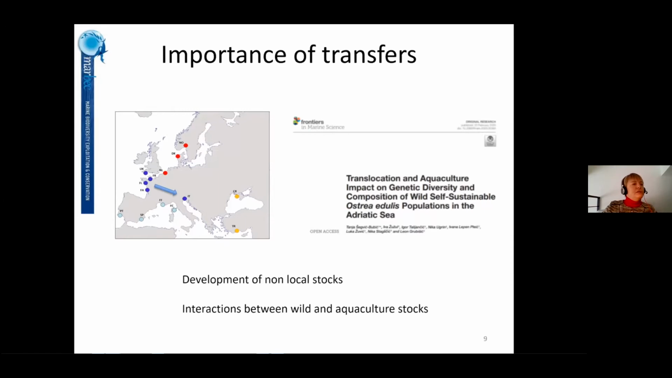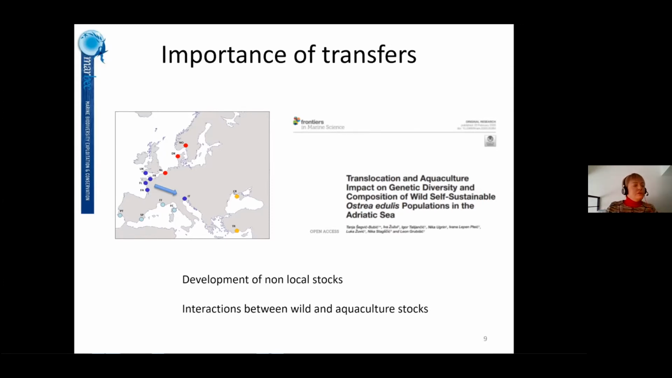It's important to mention in the context of restoration, because we could have in that context the development of non-local stocks and maybe maladapted for different kinds of traits. And we could also observe interaction between wild and aquaculture stocks. We wouldn't really know what they could lead to.